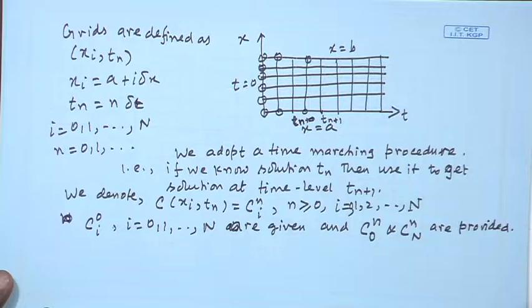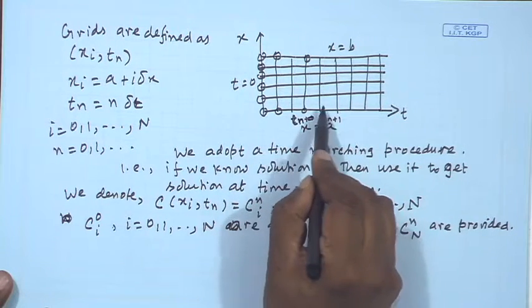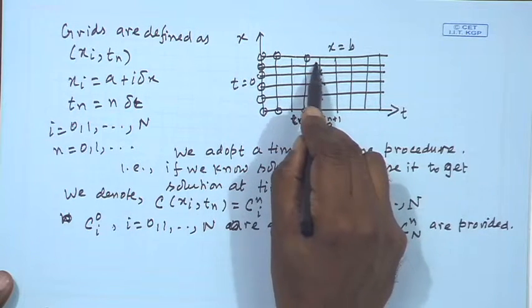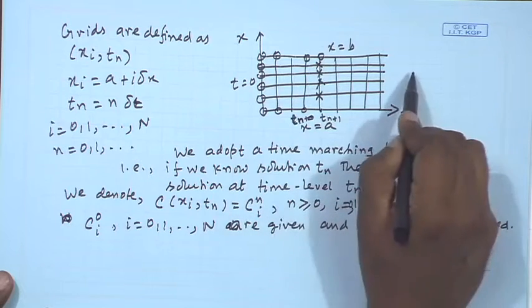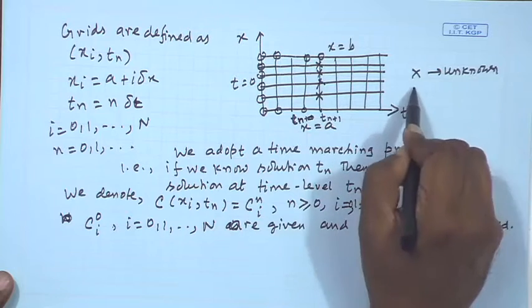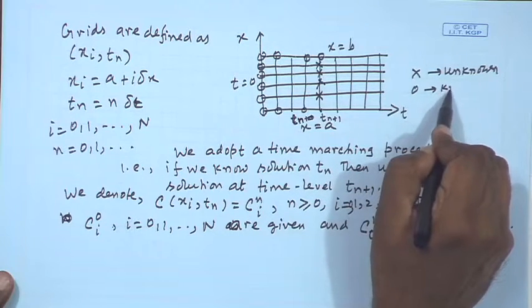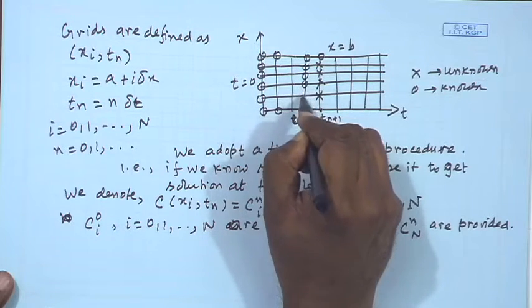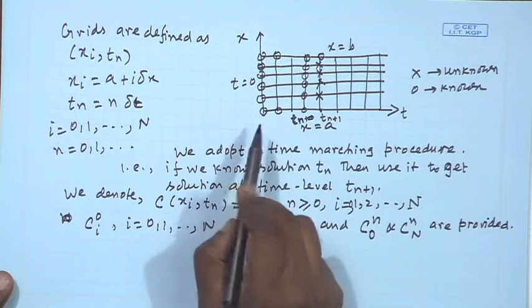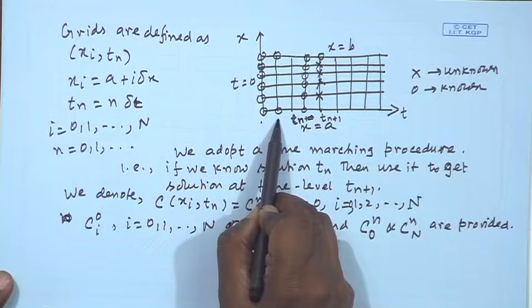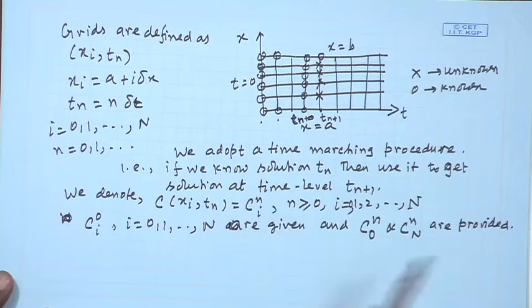Now to get the solution, we presume that we know the solution at Tn, and we need to find out the solution at Tn plus 1. So this is the level where we need to find the unknown. These solutions are somehow obtained. So in other words, suppose I start with n equal to 0, so that means this is known. Now we need to find out the T1.